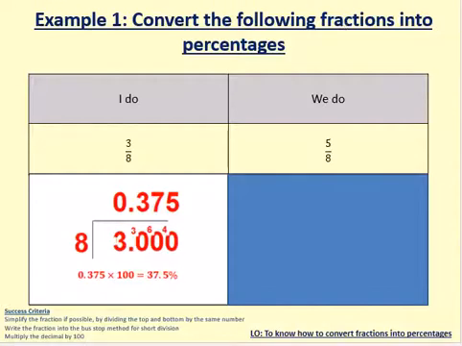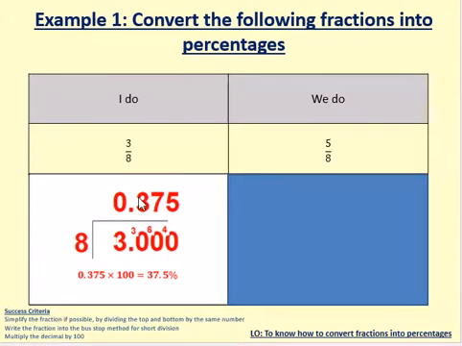Okay, so example 1, we're converting the following fractions into percentages. The I do has the fraction 3/8. So we need to convert this into a percentage, and the way to do that is to literally do the operation 3 divided by 8, because that is literally what this fraction is saying, 3 divided by 8.